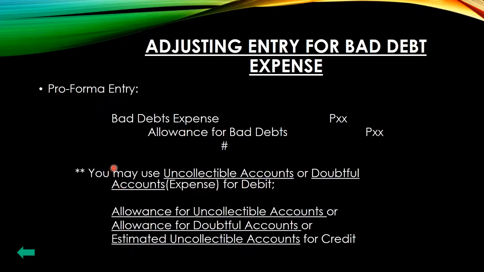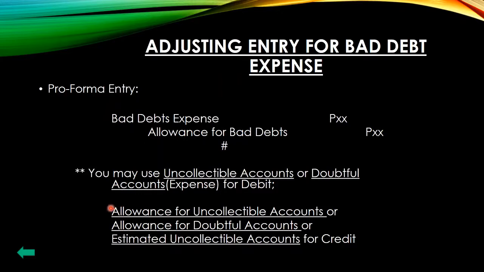So any of these three account titles are allowed, okay? And these are expenses. Mga expenses ni nga account title. And our credit is allowance for bad debts. Or pwede put allowance for uncollectible accounts. Pwede put allowance for doubtful accounts or estimated uncollectible accounts. So if you encounter these account titles, don't be confused. They have the same purpose as the allowance for bad debts.